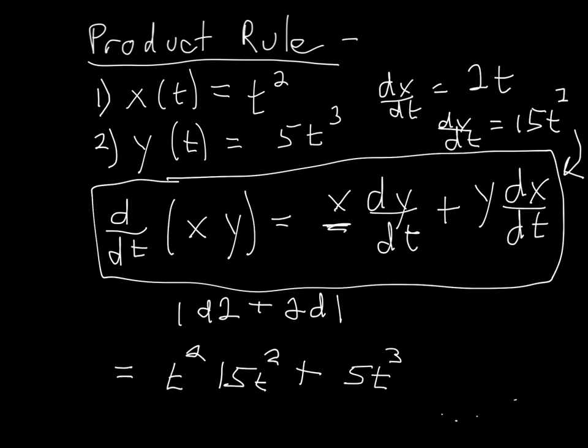times the derivative of the first function, dx dt, which we just solved for, which was 2 times t. So that's 5t cubed times 2 times t. And there's our product rule derivative of x times y.